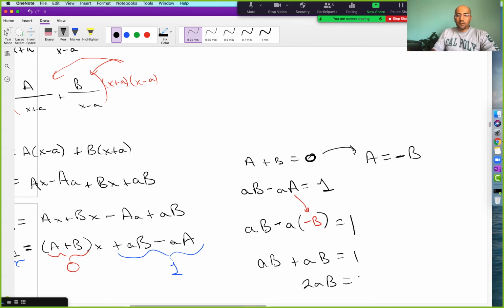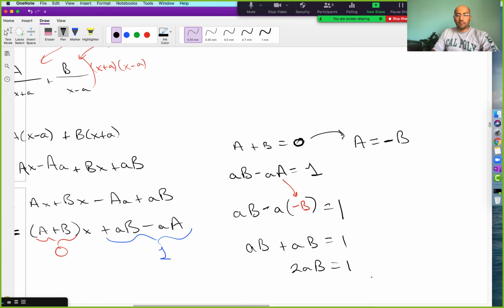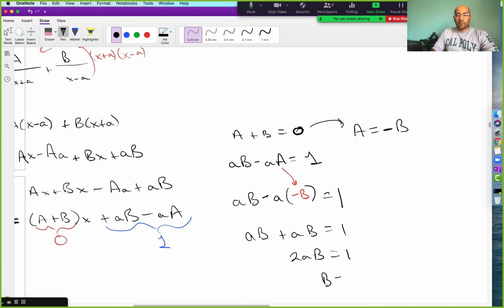So 2aB equals 1. So capital B must be equal to 1 over 2 lowercase a. Good. And now I can come back up here and say, well, then that means that A, which is equal to negative B, must be equal to negative 1 times B, which was 1 over 2a. Or just that A equals negative 1 over 2a.